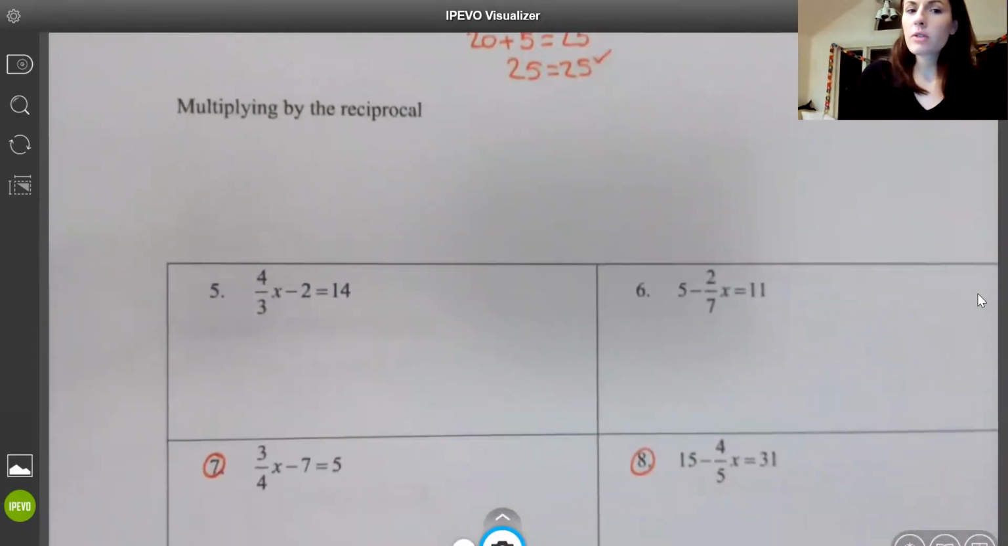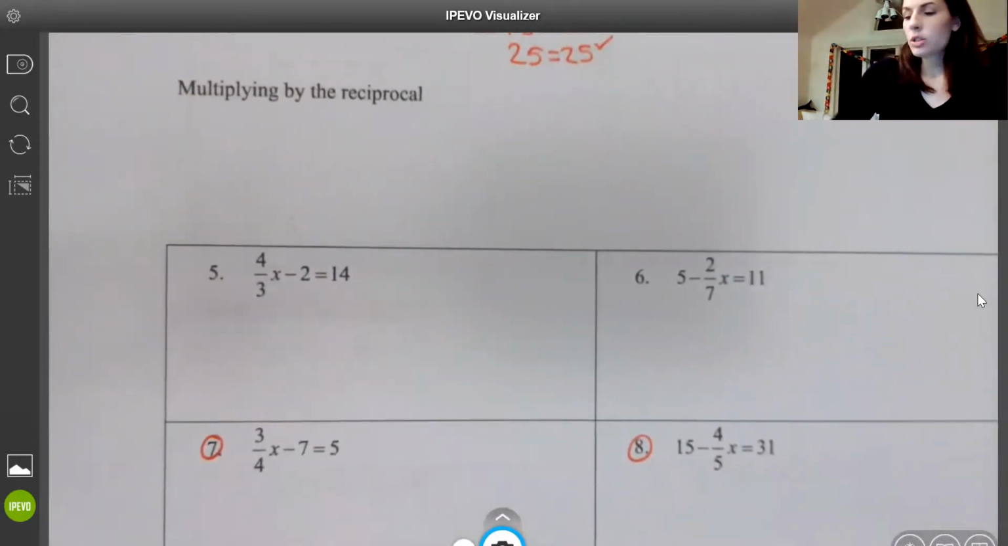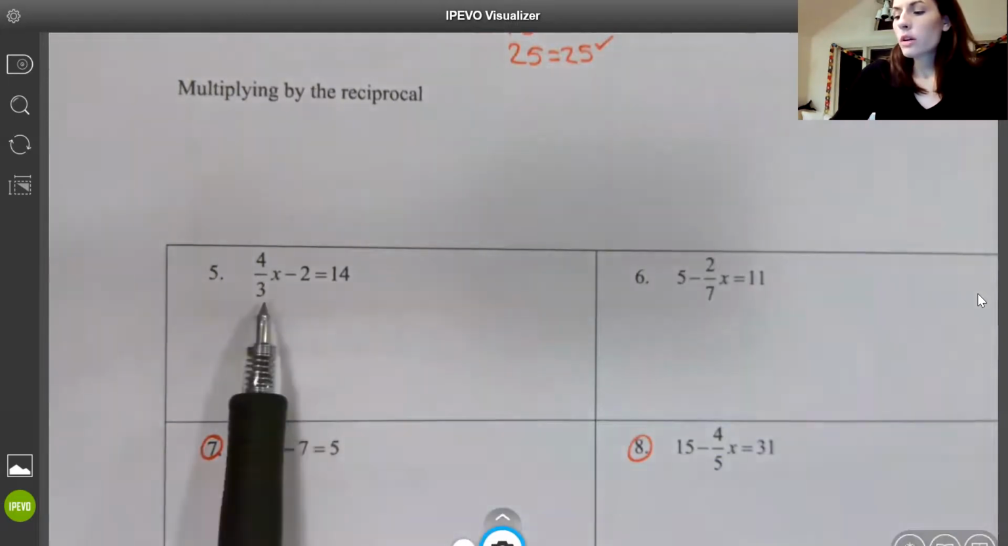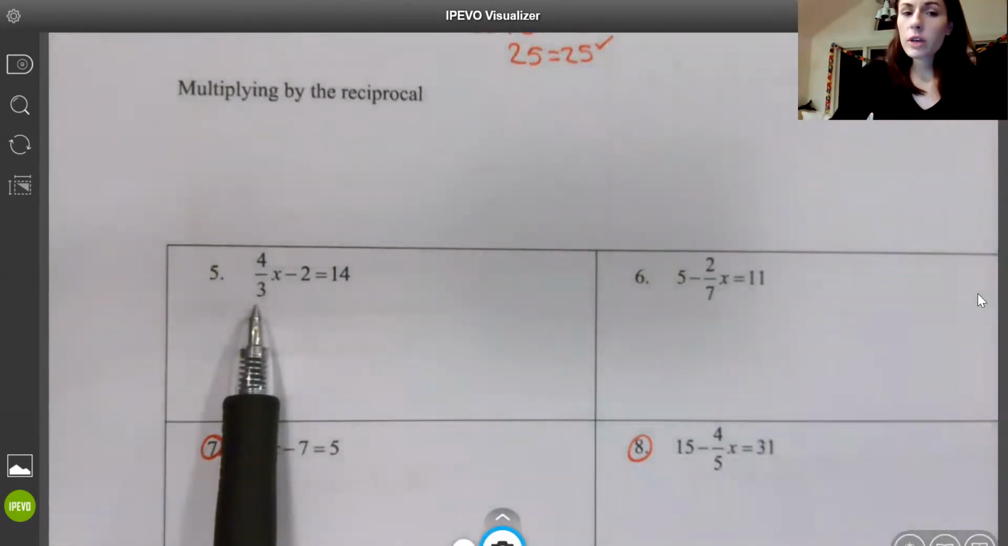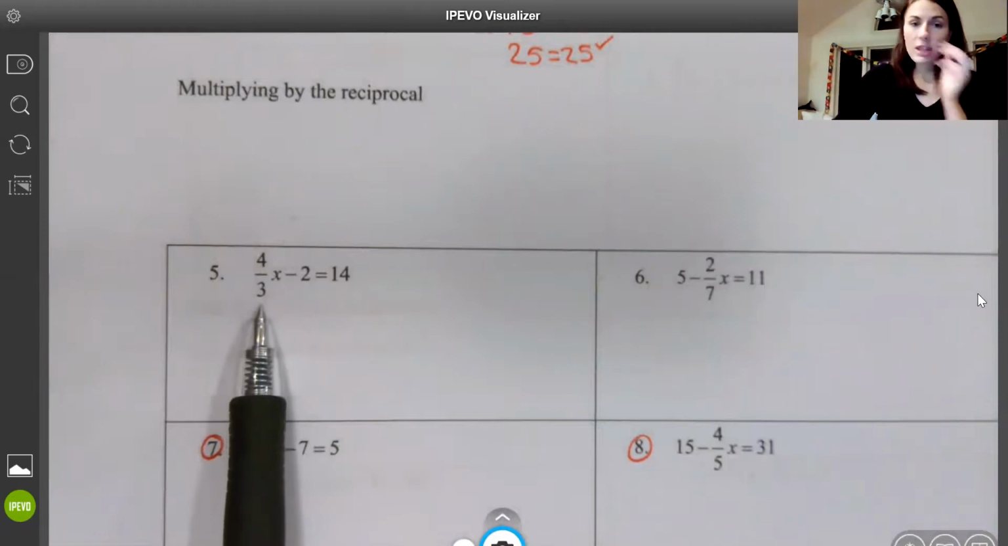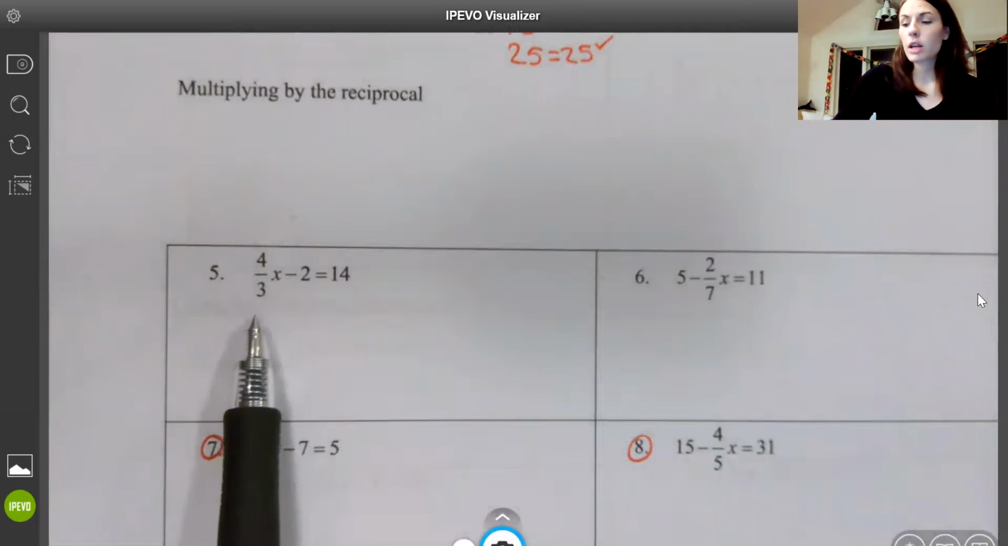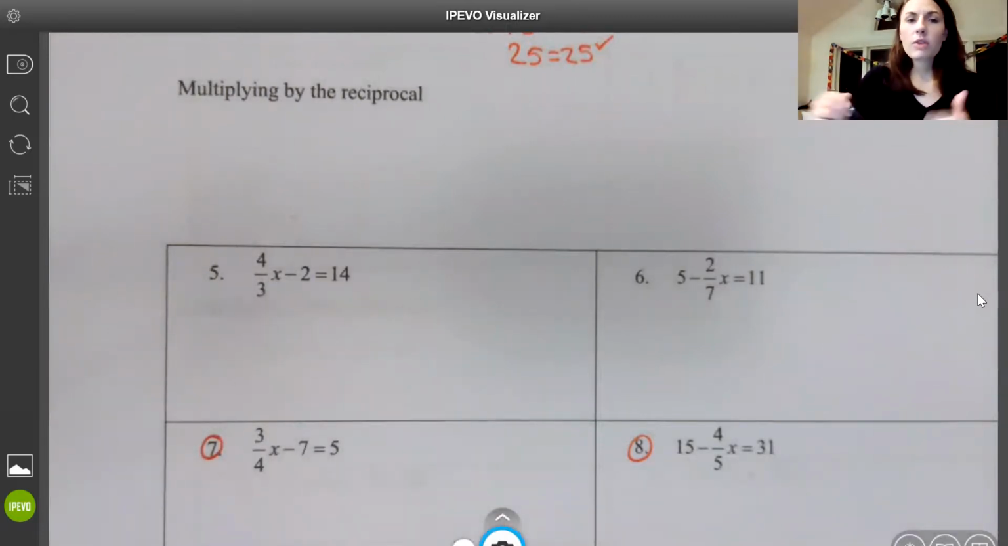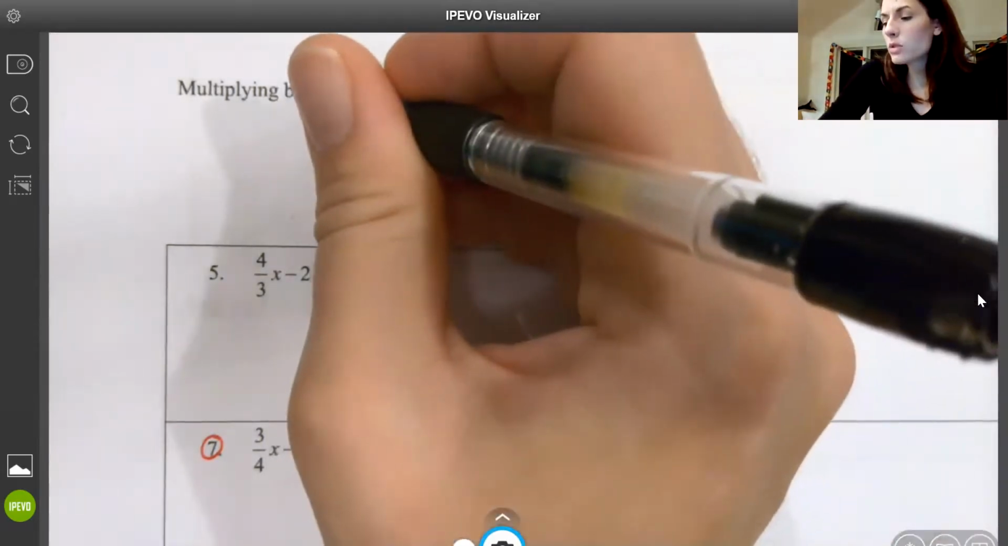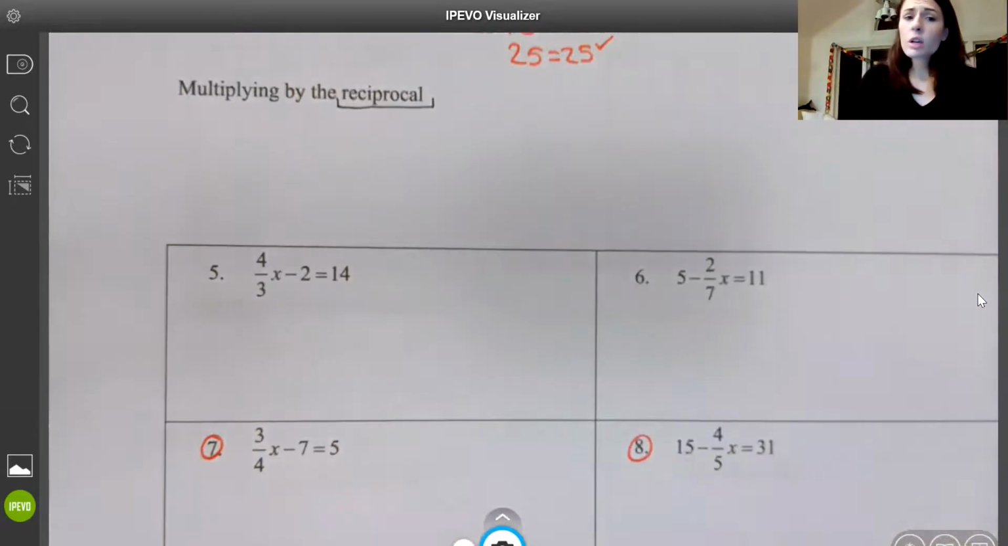One thing that we haven't talked about is equations like 5 through 8, where there's a fraction in front of our variable. And there's kind of a trick to deal with that in one fell swoop. Instead of thinking about it as multiplying by 4 and dividing by 3, we can get rid of that fraction all at once. The way that we do that is using our reciprocal. A reciprocal means I am taking my fraction and flipping the numerator and the denominator.